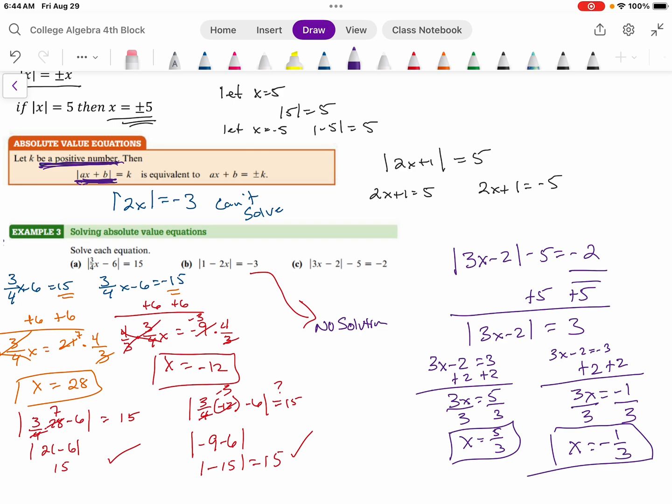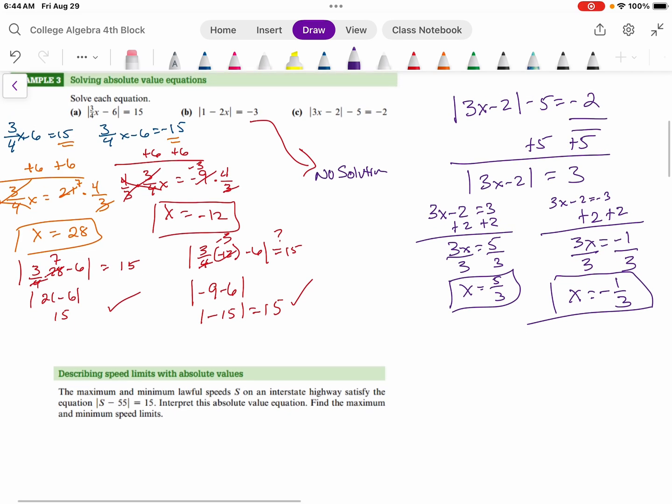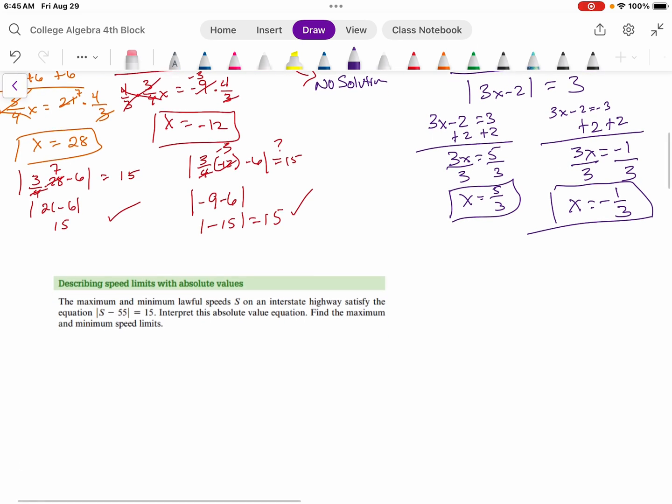Okay. All right, so now let's see it in a word problem format. Remember, you can always pause, rewind whenever you need to go back and look at something, slow down or speed up the video. Here it says the maximum and minimum lawful speeds S of an interstate highway satisfy the following inequality statement. Interpret this absolute value equation. Find the maximum and minimum speed. Okay.